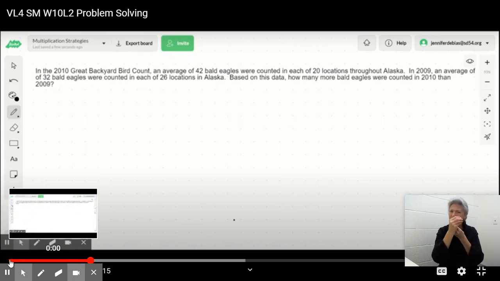So let's read this again on our own, and let's start to formulate a plan, thinking about what is the question asking, how would I use the information to answer that question? All right, go ahead.